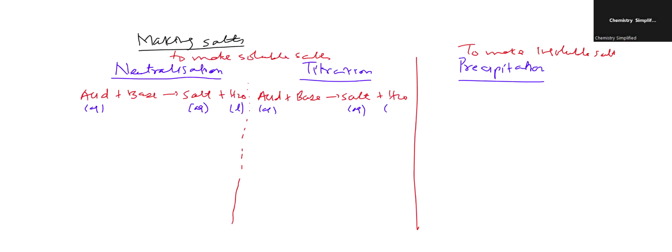The difference between the two methods is that in neutralization the base is insoluble, which means solid. In titration, the base is also soluble. So to make a soluble salt, you always use acid plus base. If the base is insoluble, then use neutralization. If the base is soluble, then use titration.